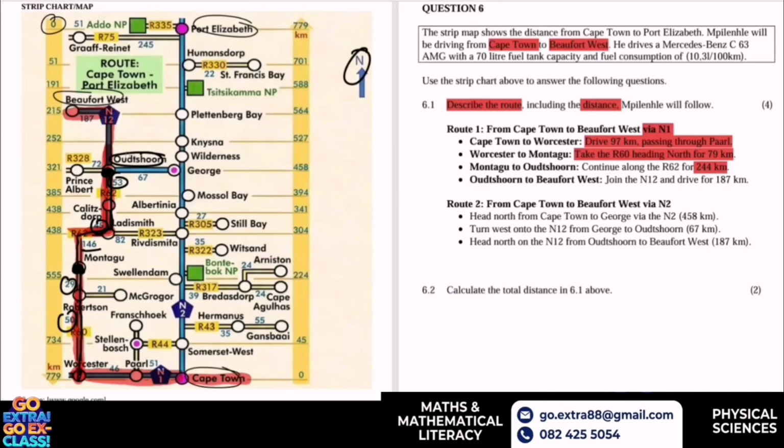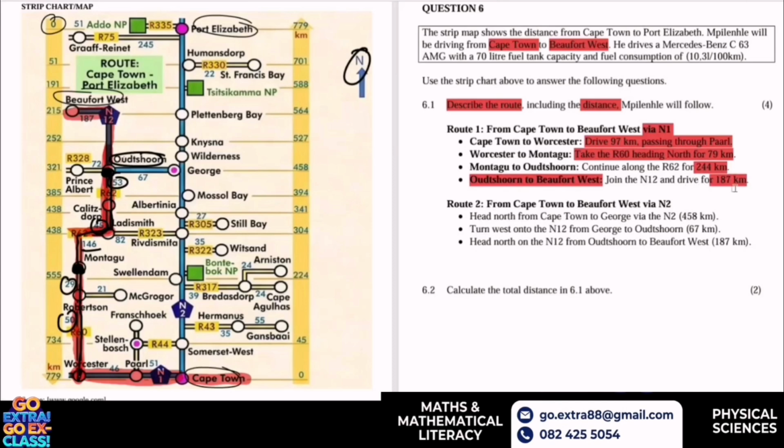Then when he gets to this town here, he will join N12. From N12, this route will go straight to Bedford West. There's no corner here, guys. It's just a straight route. It goes straight to Bedford West. From this town he will go straight to Bedford West, and that's when he will join N12 and drive for 187 kilometers.